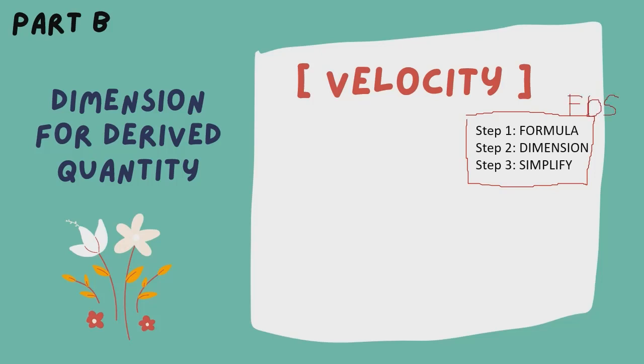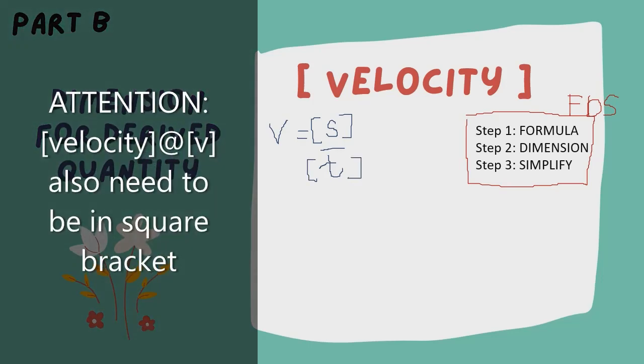FDS. First formula, it is displacement over time. Okay, I write down the symbol for displacement and time only. Okay, then second step, dimension them. So just put dimension for my physical quantities here, and then state the symbol, the dimension symbol for that physical quantities. So displacement falls under length dimension, T falls under time dimension. So done. This is the most basic form, right?